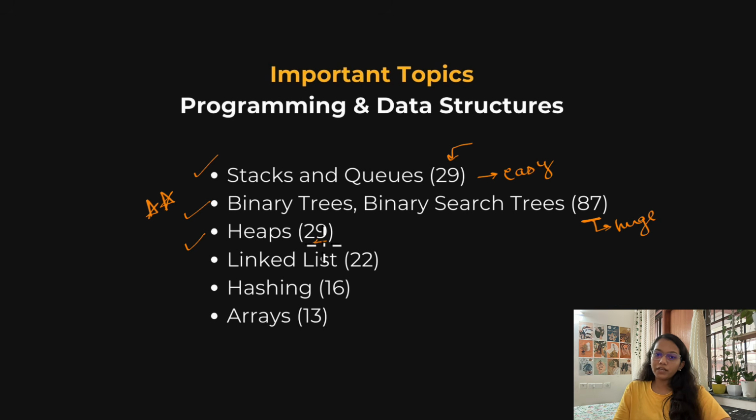So from heaps, 29 questions have come till now. Heaps is also a very important topic. From heaps, the questions will come from min heap and max heap. The next one is the linked list, so this is also an important topic. The next is hashing.